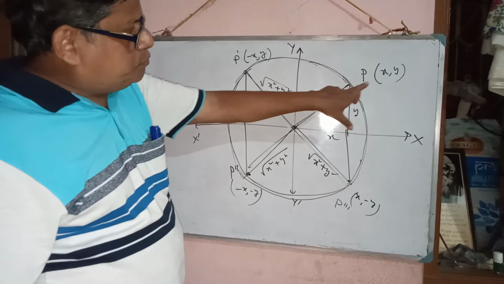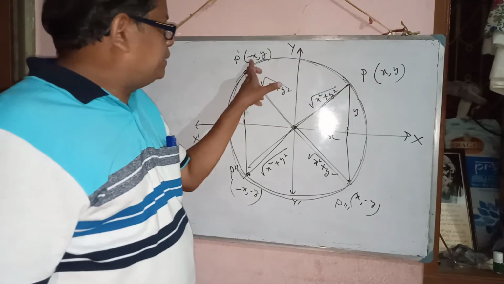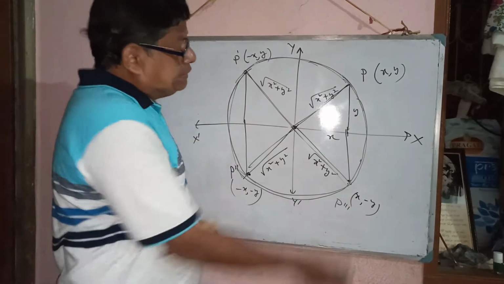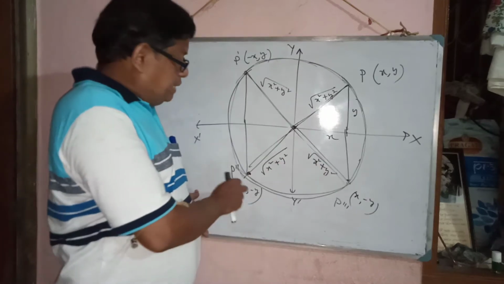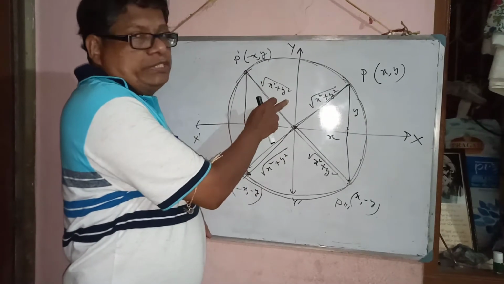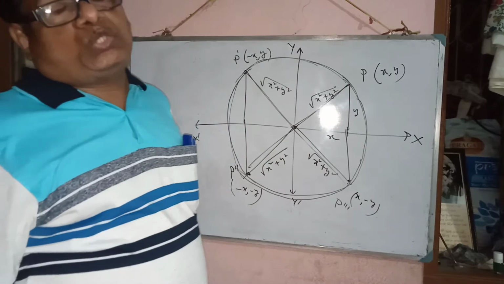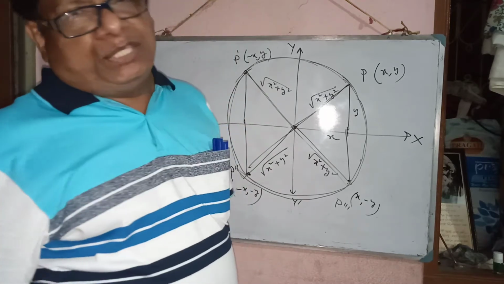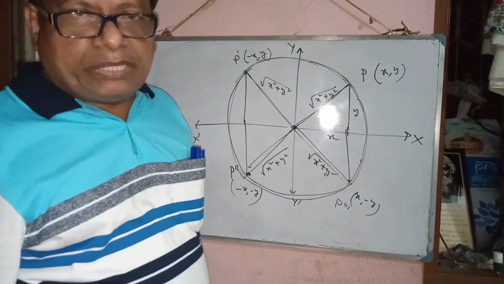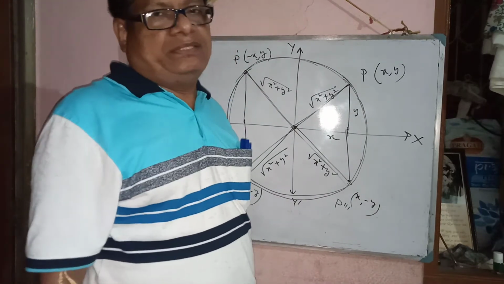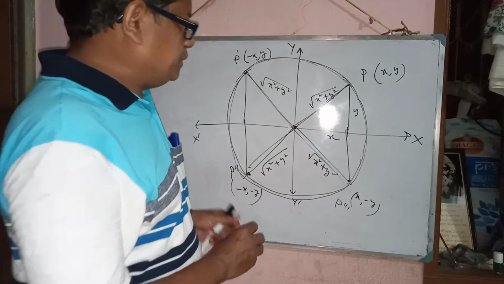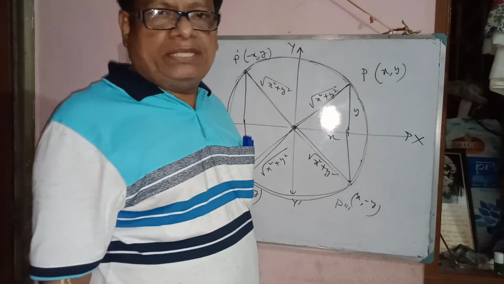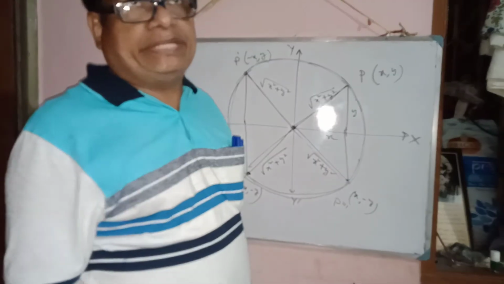See here, the coordinates are changed: here x, y, here minus x, y, here minus x, minus y, and x, minus y. But the distance is always the same, always root x square plus y square. So this distance is known as the radius. And the line which passes through the center is called its diameter. The diameter equals 2 into radius.